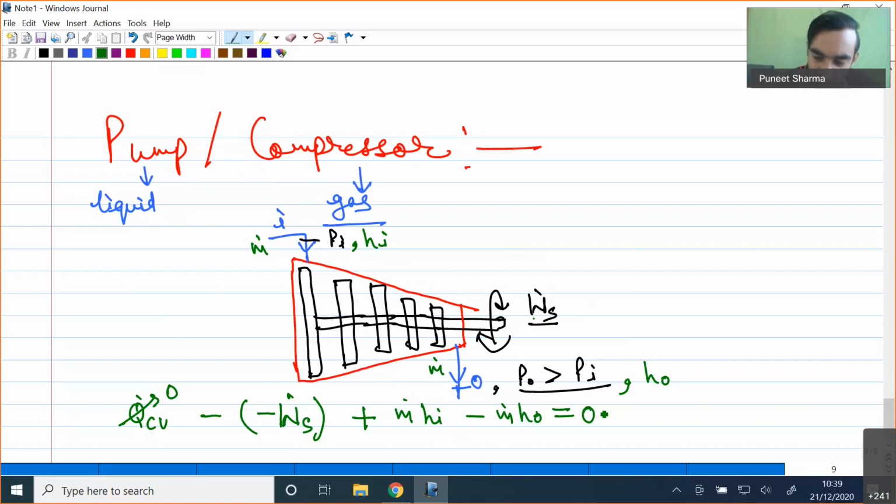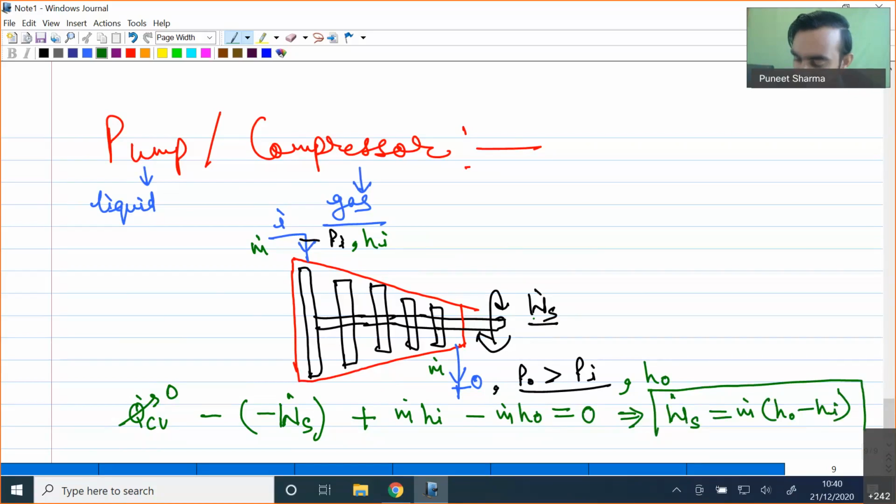All other assumptions of potential energy, kinetic energy, etc. will be applicable as it is. So if I now calculate the amount of work, W dot S will be nothing but m dot times (Ho minus Hi). This is actually the rate at which work is done on the pump in order to obtain the desired rise of pressure of the working medium.